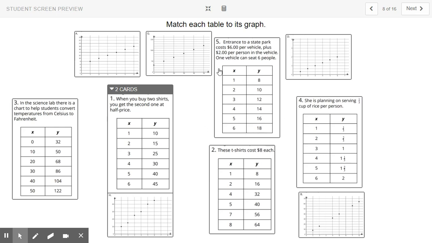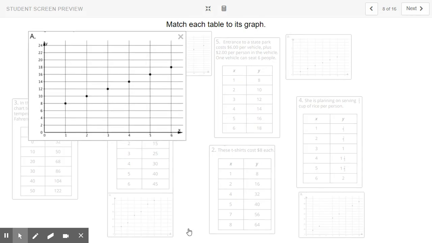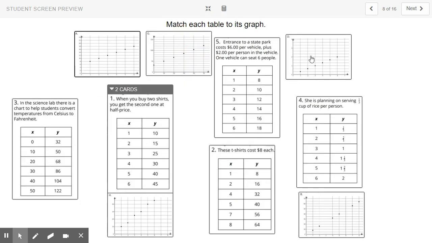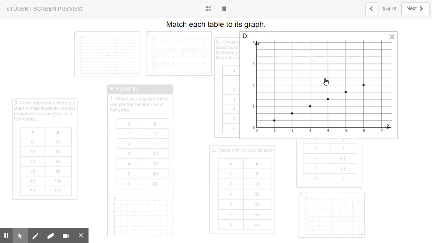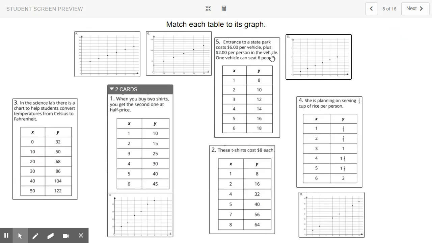You're going to look at these and see, do the points match up? (0, 18). So you check it out. Right? (1, 8). Well, that doesn't check out, right? So see if you can match them up.